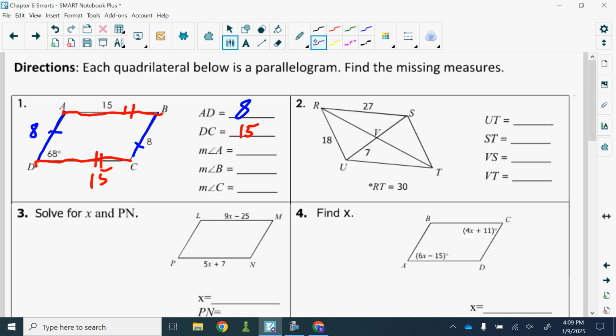Next, it wants measure angle A. So it doesn't really give me anything for measure angle A, but it gives me this, the consecutive angle that goes to it. So that tells me that these are supplementary, meaning they should add up to be 180 degrees. So we just do 180 minus 68, and we end up with 112.